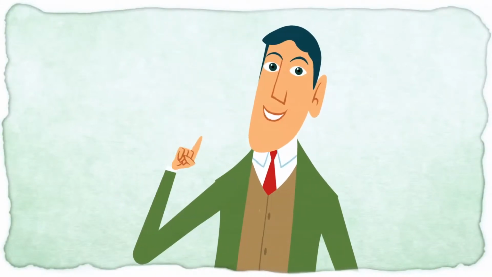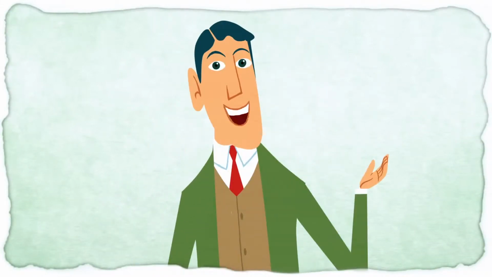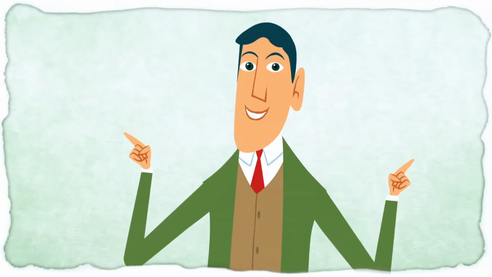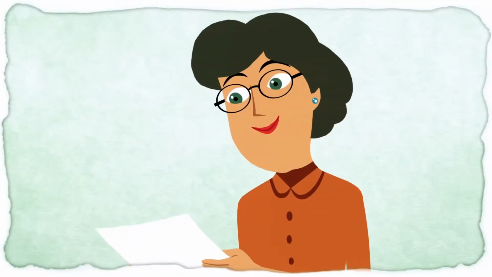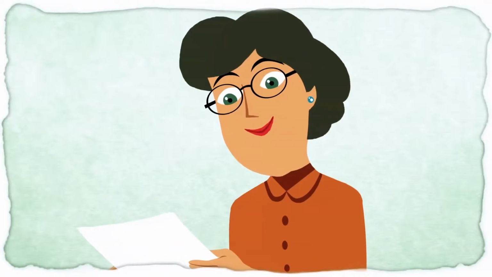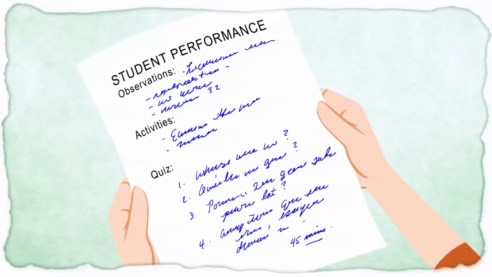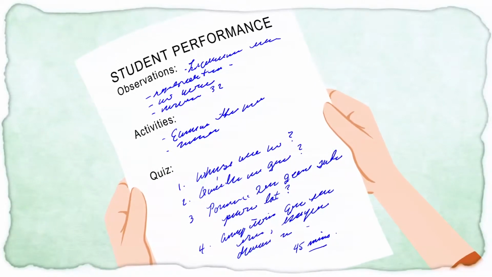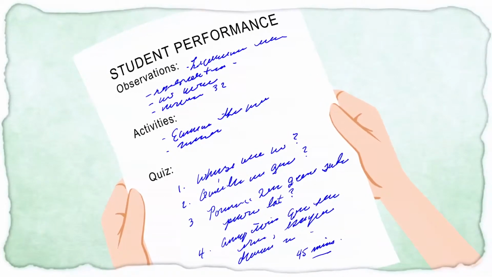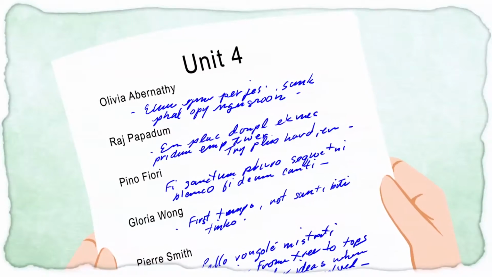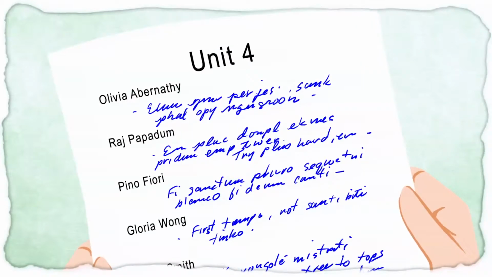Good assessment and evaluation strategies start with understanding the difference between assessment and evaluation. Assessment is the process of gathering data about student performance using various tools like teacher observations, activities, or quizzes to capture what students know and understand. While evaluation is the process of actually making a judgment about the meaning of the data gathered.